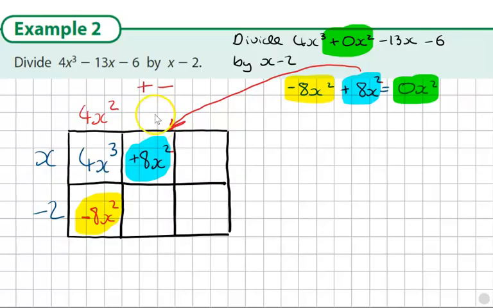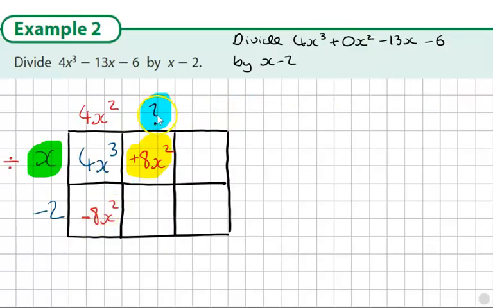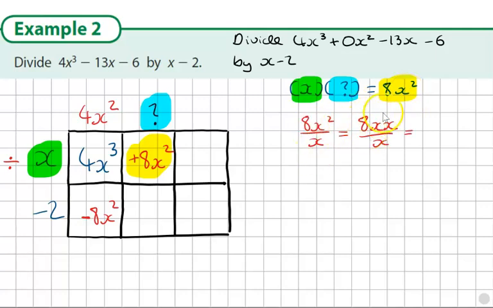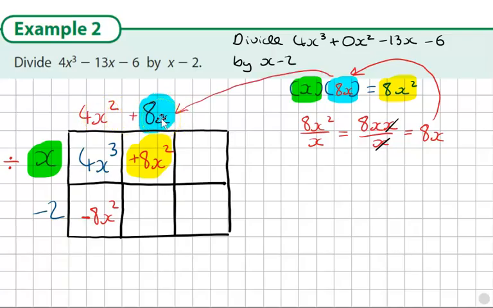So dividing is next, trying to figure out what goes on top. 8x squared divided by x gives us something. So x multiplied by what gives us 8x squared? 8x squared divided by x is 8xx divided by x. Those x's will cancel, and you're left with 8x. So x multiplied by 8x gives us 8x squared. So 8x goes on top of our box, plus 8x.